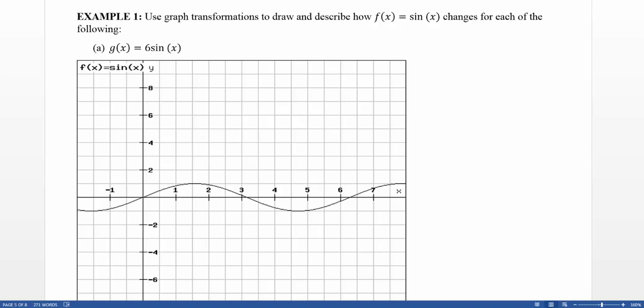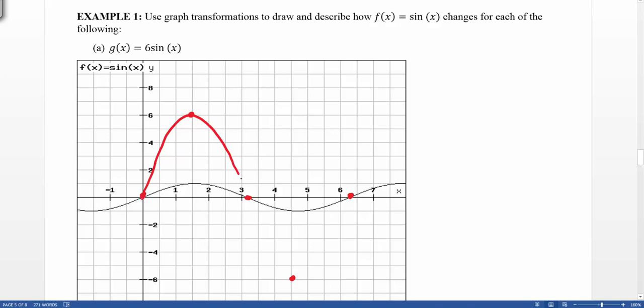So instead of going up as high as 1, we're going to go all the way up to 6. And instead of going down to -1, we're going to go all the way down to -6. But we're still going to go through the zeros in the same place. So that's going to give us a little bit of a map here on what our function is going to look like. So here we're going to start off increasing just like we were before.